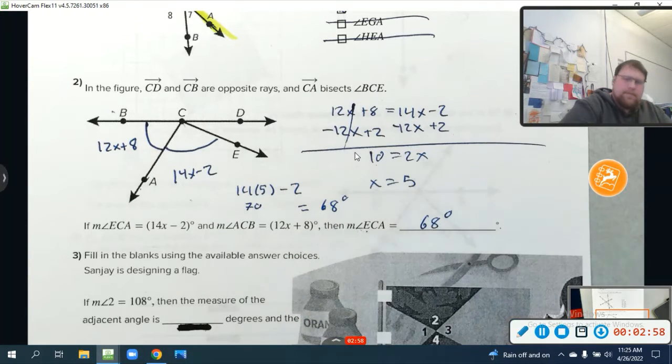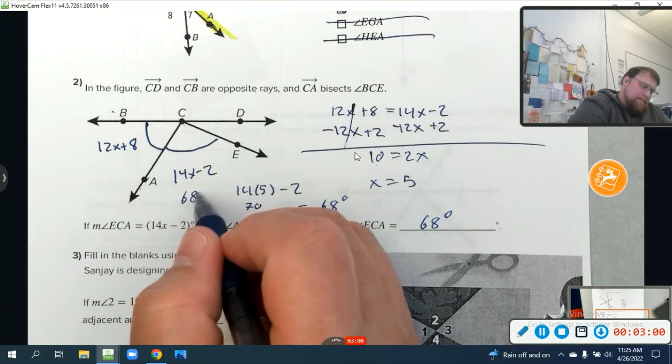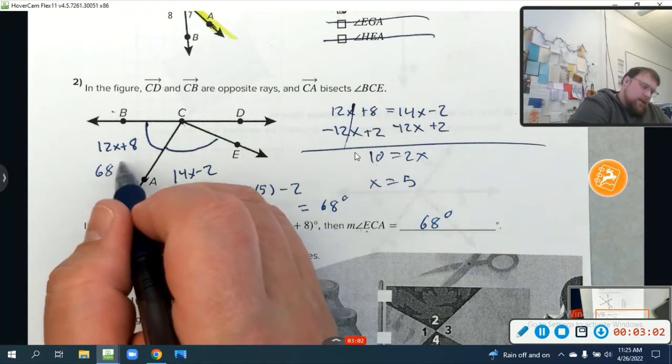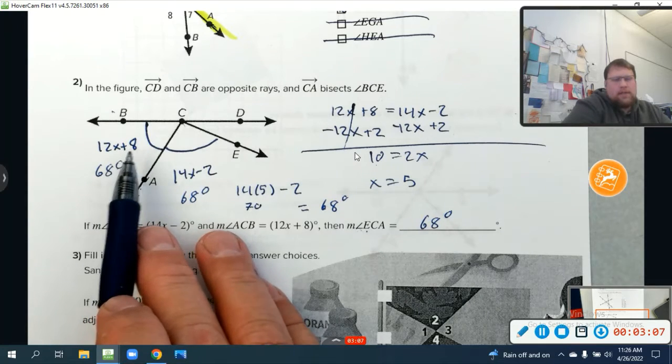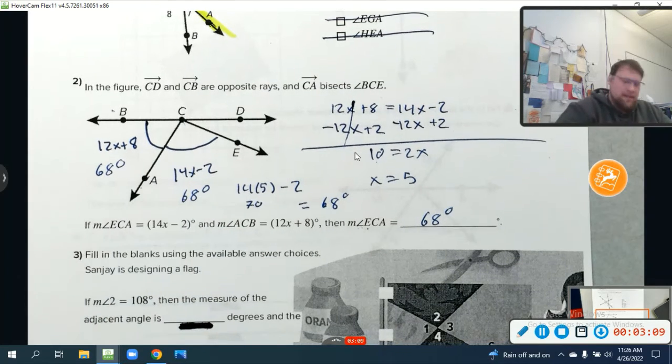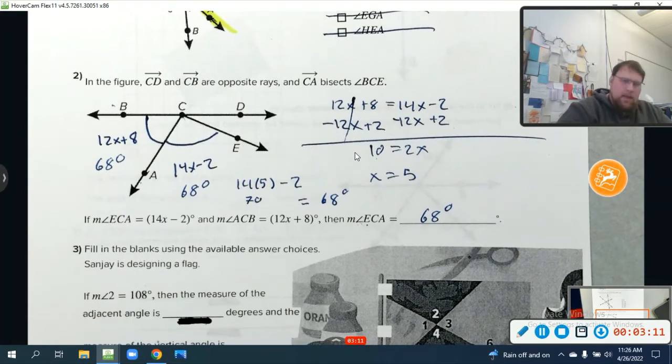So, not only that, we know that this is 68 degrees. If you ever want to check your answer, you could always plug x into that. So 12 times 5 is 60, plus 8 is 68. Boom, it comes out the same. Must be right. Okay.